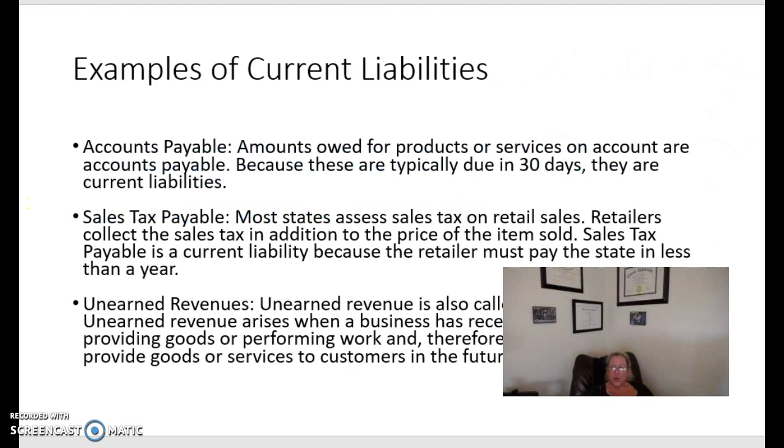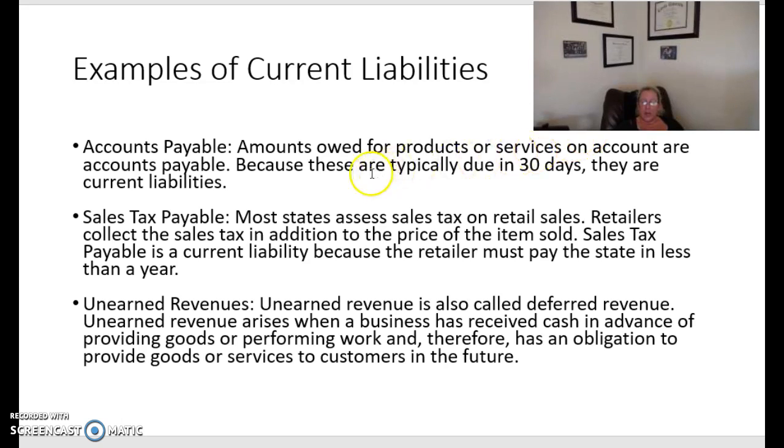So some examples of current liabilities. Accounts payable is a current liability. These are typically due in 30 days or less. And these are amounts that are owed for products or services. They're on account, or basically they've been charged or not paid for with cash yet. Okay, and this is accounts payable. They're typically due within 30 days or less.